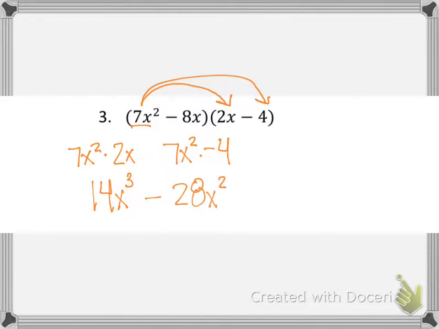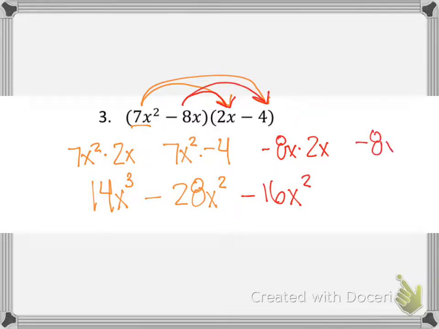And then I'm going to distribute my negative 8x to both pieces. So I'm going to have negative 8x times 2x, which is negative 16x squared. And my very last one, negative 8x times negative 4. A negative times a negative equals a positive. So I'm going to have positive 32x.